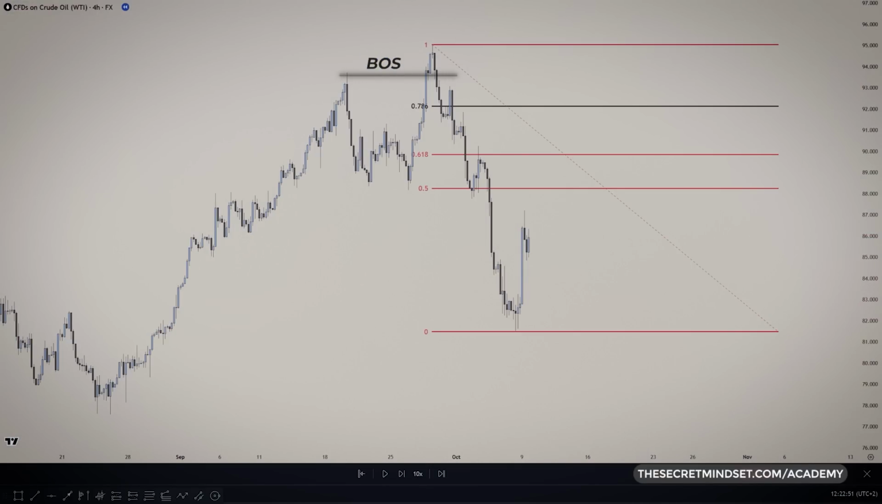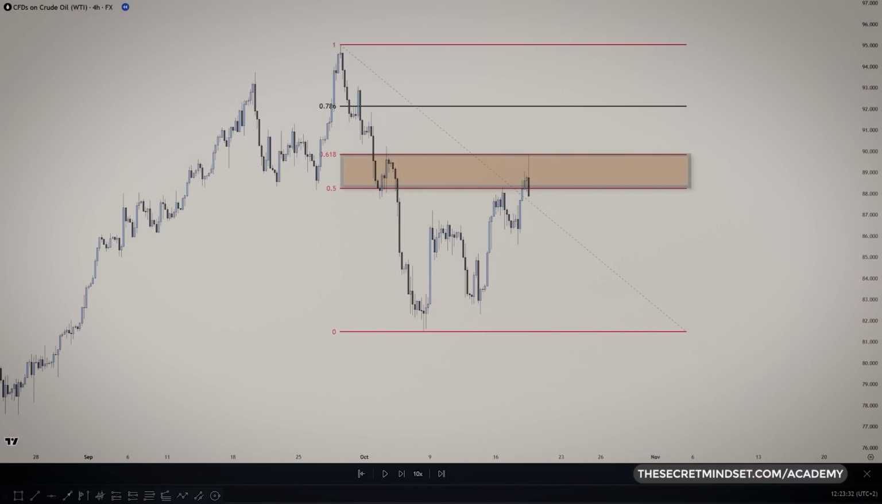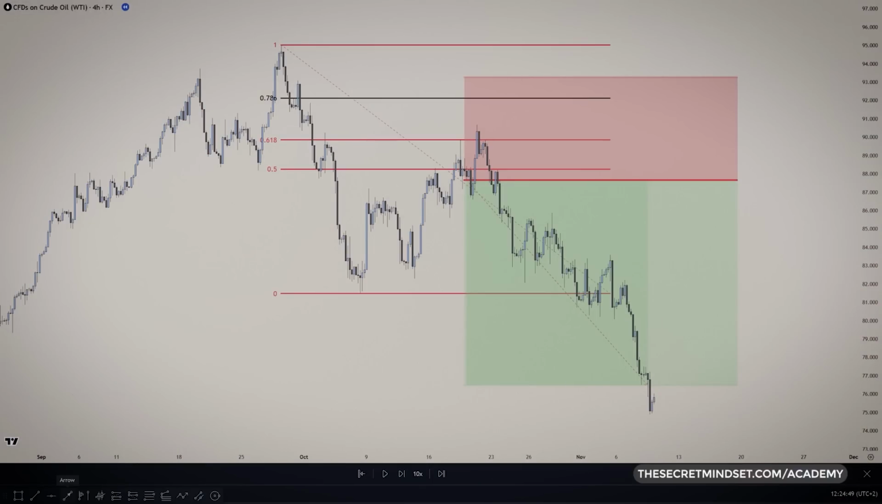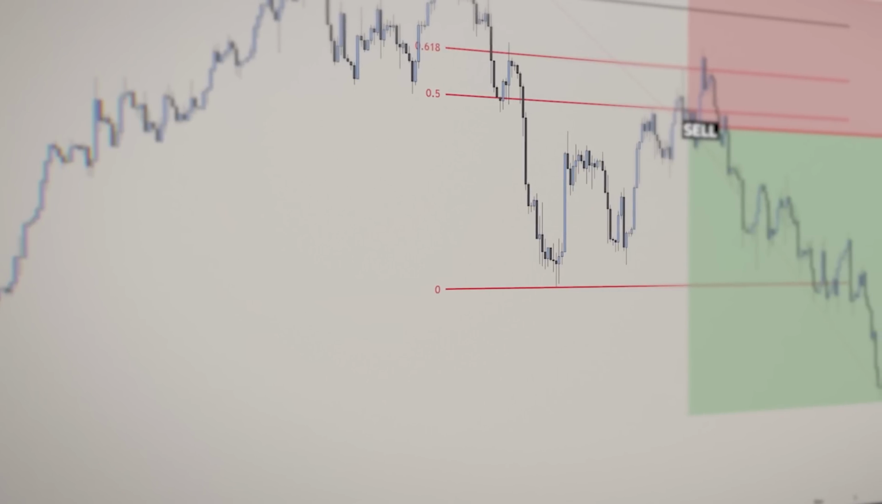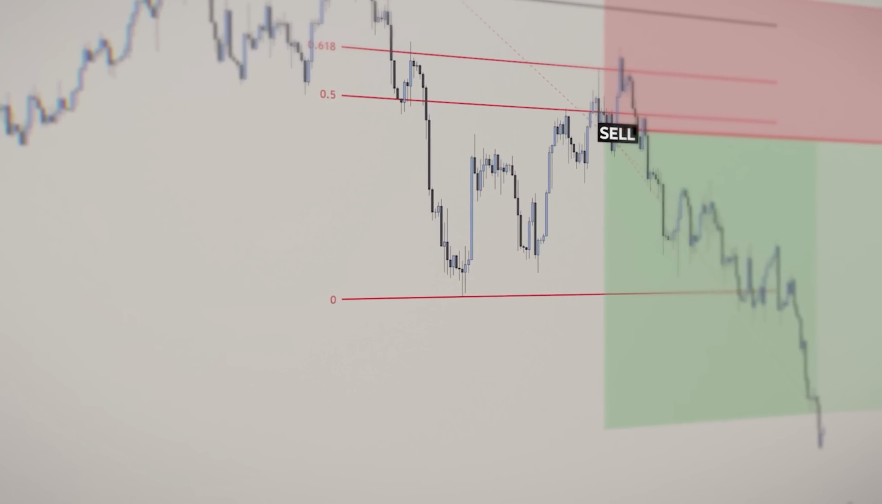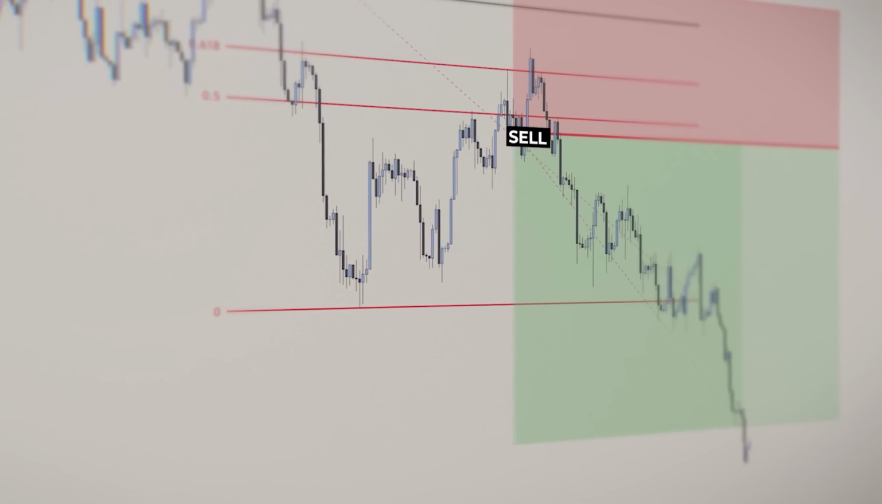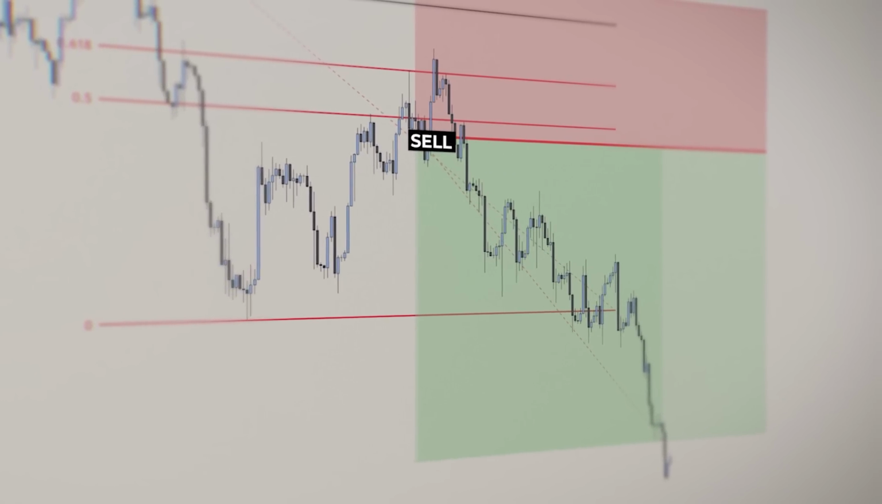With our Fibonacci tool in hand, we draw from the highest point of our break of structure down to the lowest point of the change of character. We're interested in a pullback. We want the price to come back up to the Fibonacci golden zone. When we see this long wick into the zone, combined with our other conditions, it's our cue. We're seeing sellers stepping back in, and it's time to make our move. We enter a short trade, setting our stop loss just above the 78% Fibonacci level to be safe.